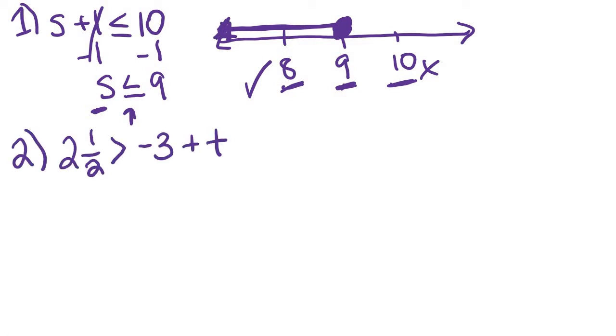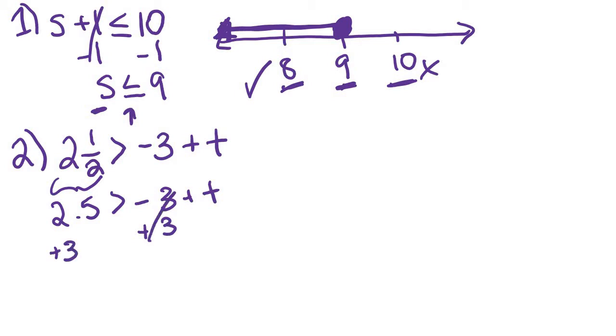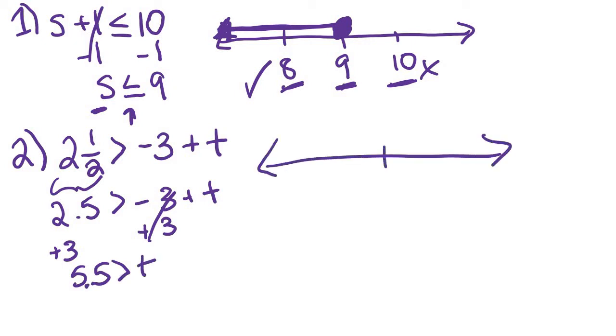All right, so number 2, we want to isolate that t. So I'm going to go ahead and convert this into a decimal because I don't want to deal with fractions. All right, now I have a negative 3 hanging out with that t, so I get rid of it by adding 3. Those go away. We get 5.5 greater than t. We're going to graph this. Here's 5.5, our endpoint. We're going to have 6 over here and 5 over here.